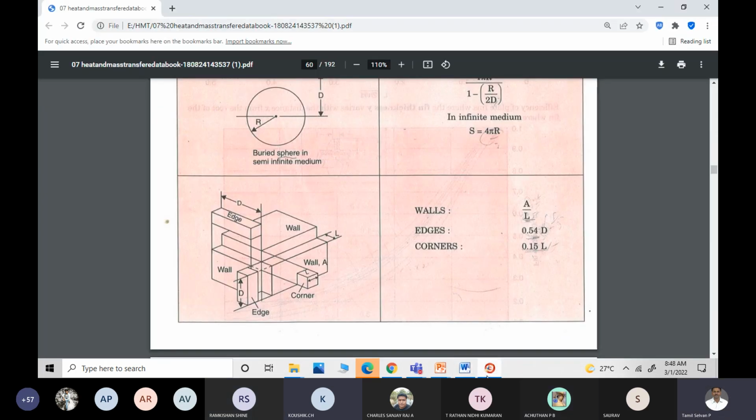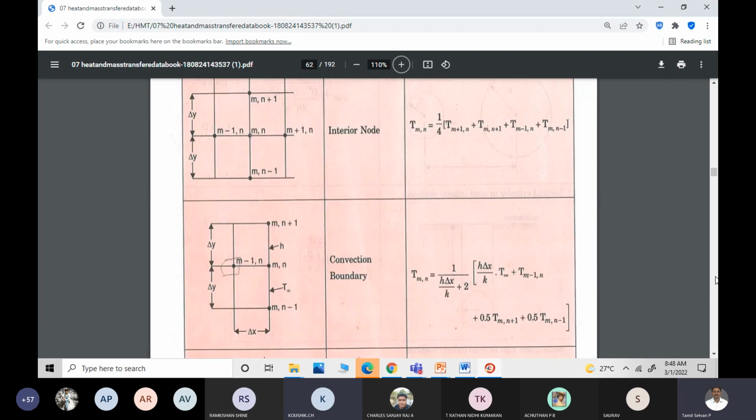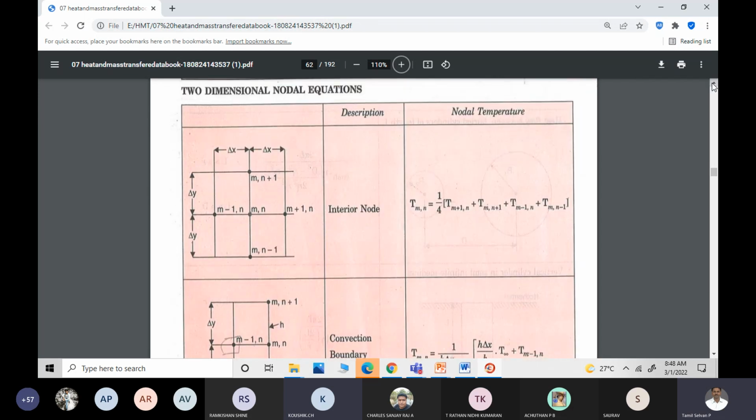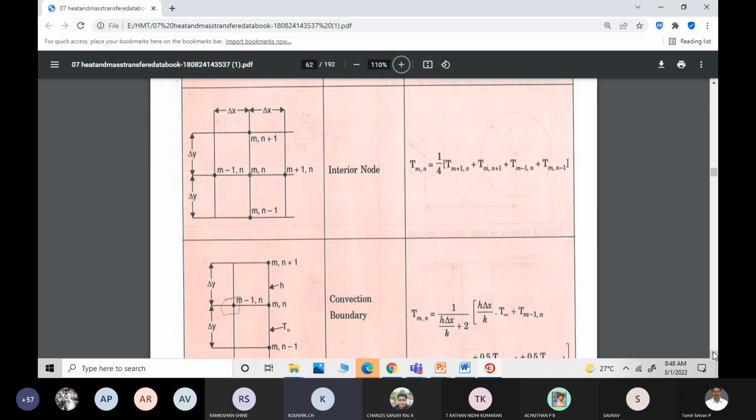And you may ask, sir, we have an open book exam. In the data book, this formula is on page number 54: interior node, how to get the temperature of the interior node if you have 4 nodes like this. Is it okay, students? 1 by 4. So there is no need to memorize the formula. You just have to think and apply.